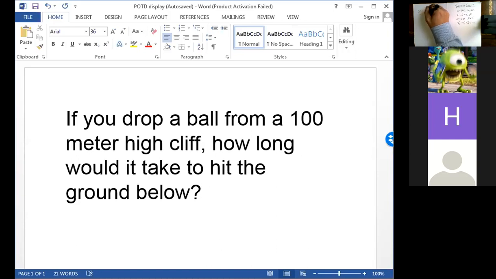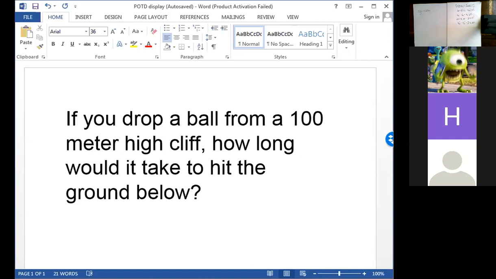Because it's moving downwards, its delta y is going to be negative, right? Because it goes from a higher place to a lower place. It falls. It goes down 100 meters. So that's negative, and that's important to remember. That'll make us make fewer mistakes later on. Great. So we've got delta y is negative 100 meters.